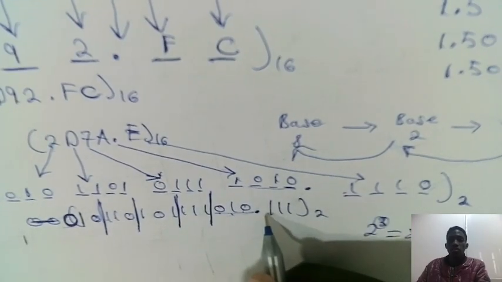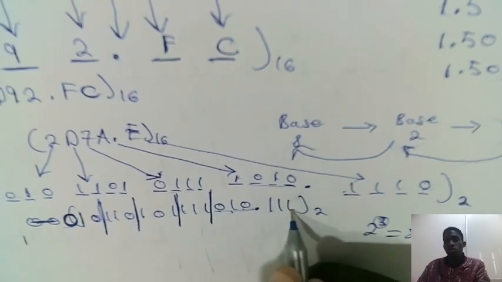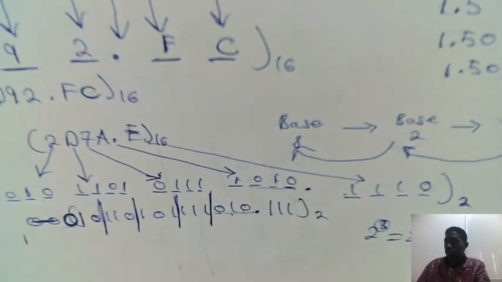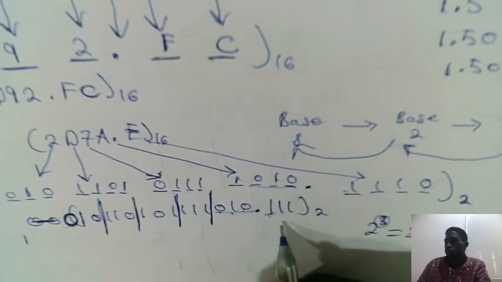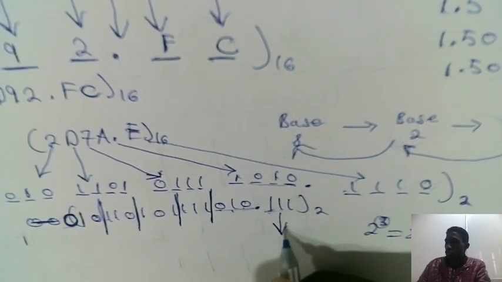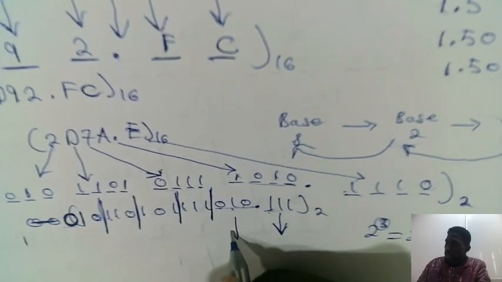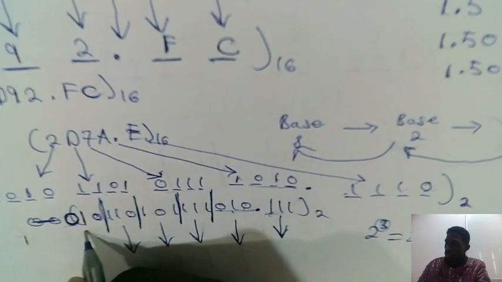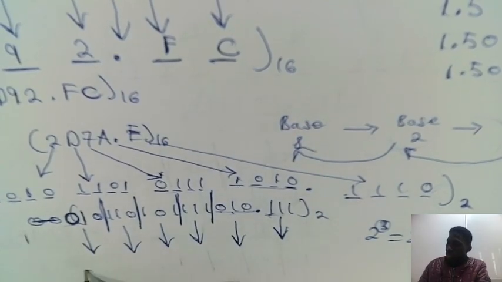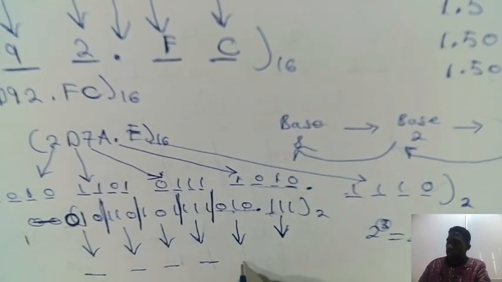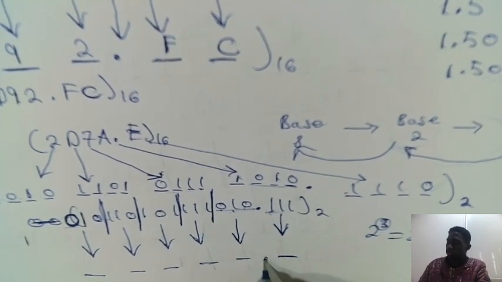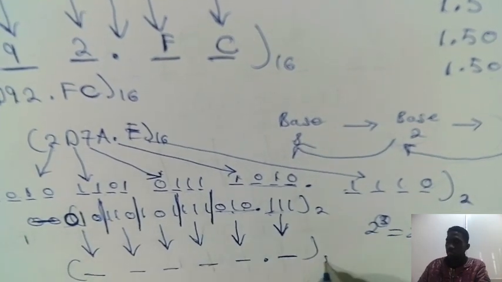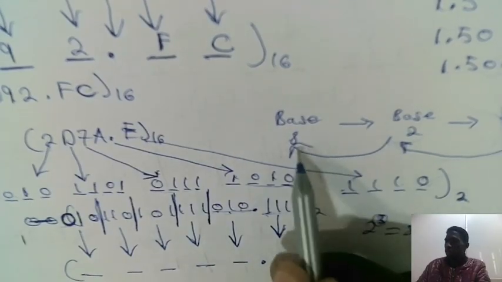Then after the decimal point, we look from the left to the right. 1, 2, 3, that's the only thing we have there, and that's our group. So this is already a group of 3 on its own. Each of them gives us digits in base 8, which is our final answer.